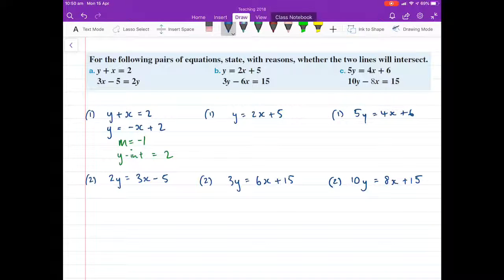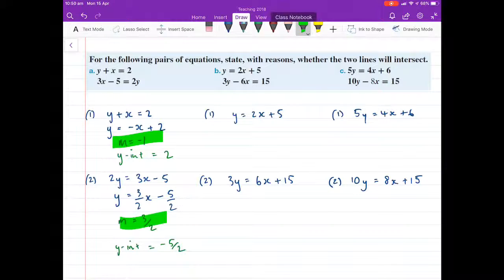We can see that it's not quite in that y equals mx plus c format. So I'm going to divide both sides by 2. And we get to this here. We can identify now that our gradient is 3 over 2, and our y-intercept equals negative 5 over 2. All right, now our gradient's not the same, we can easily see that. So that means that those two lines will cross over at some point. So there is a solution to that pair of simultaneous linear equations.